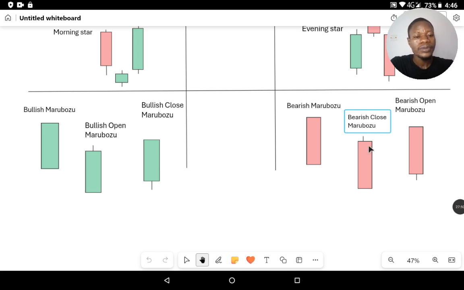So you see, this is the open, this is the close. Don't forget, this is a bearish candle. The open is always higher than the close. And when the market opened, it did what? It bought a little bit before it started selling.